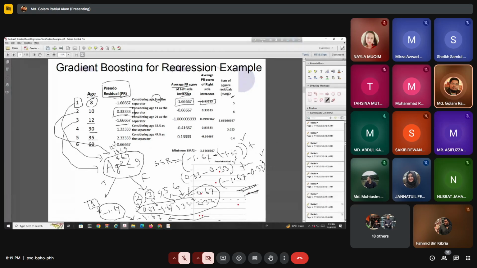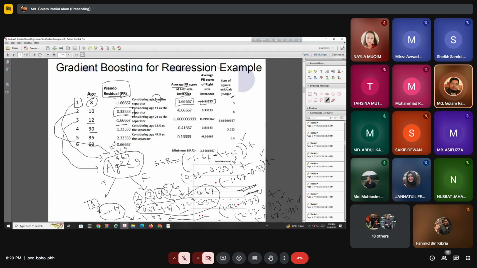Similarly, we have to continue this. That is the fourth one: original is 1.33, minus the prediction 0.33, then whole square, and plus, then for the fifth observation, the original is 2.33, minus prediction 0.33, whole square, plus, the last one is negative 0.67, then the prediction is 0.33.